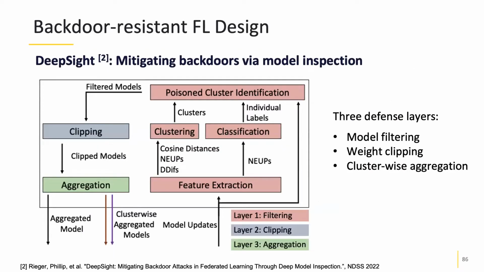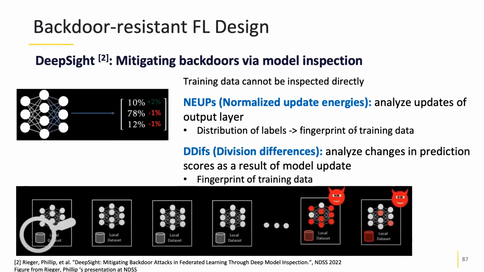Because of the time limit, I won't go through the details of another defense, which is called DeepSight. The general idea is similar. It also has three defense layers, filtering out malicious models and clipping the weights of local updates. And then it performs cluster-wise aggregation to make sure that the malicious models are not aggregated into the global model. And it has 2 different modules that extract the characteristics of local updates. And these 2 properties are used as the features to identify malicious local updates.